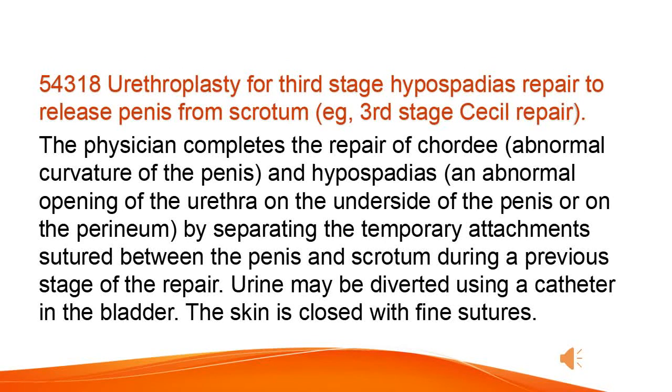Urethroplasty for third stage hypospadias repair to release penis from scrotum, e.g., third stage Cecil repair. The physician completes the repair of chordee, abnormal curvature of the penis, and hypospadias, an abnormal opening of the urethra on the underside of the penis or on the perineum, by separating the temporary attachments sutured between the penis and scrotum during a previous stage of the repair. Urine may be diverted using a catheter in the bladder. The skin is closed with fine sutures.